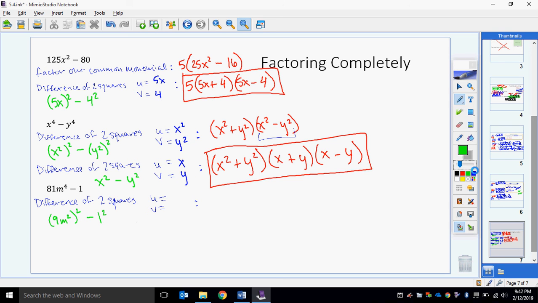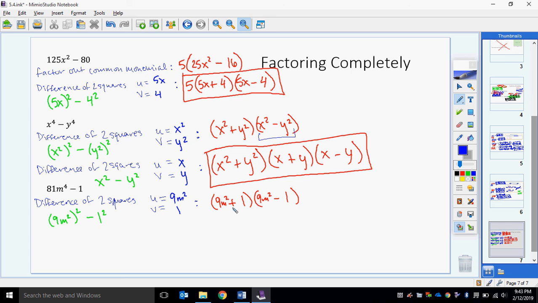So I have two things being squared here. So my u value, the first thing being squared, is 9m squared. The second thing being squared is a 1. That's a difference of two squares, so I'm going to break it into two sets of parentheses. First one's plus, second one's minus. I fill in with u, so 9m squared, 9m squared. V value comes last, and it's a 1.